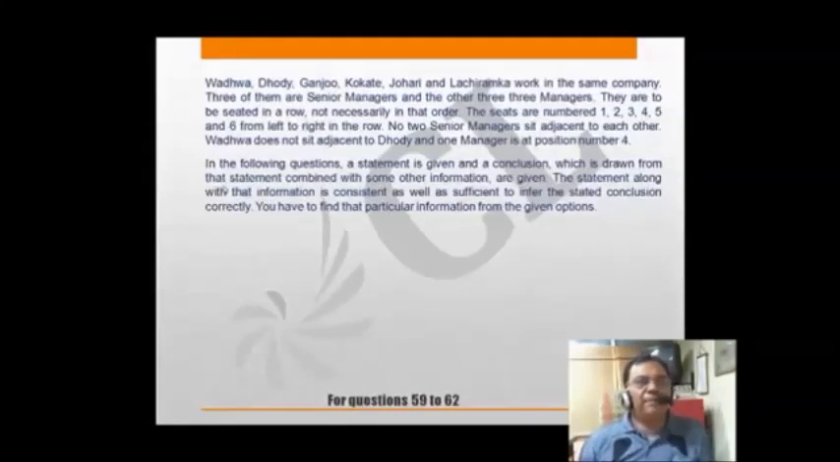Vadhva, Dhodhi, Ganju, Kokate work in the same company. They are senior managers, the other 3 are managers. Oh, I've done something like this before. Probably it came in Snap. The seats are numbered 1, 2, 3, 4, 5, 6 left to right in the row. So I'll be making 1, 2, 3, 4, 5, 6.